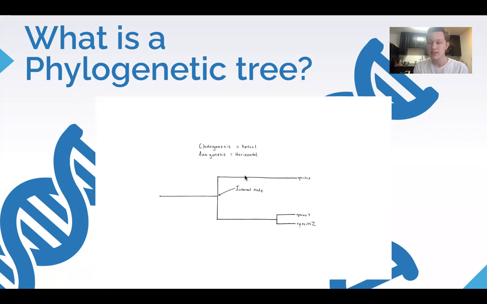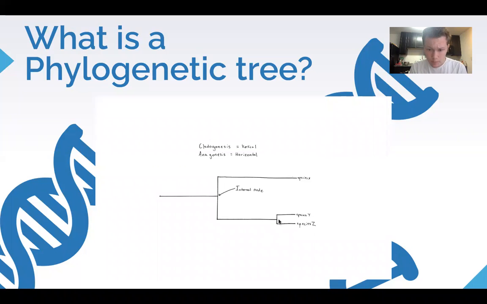Anagenesis is horizontal. This is basically where a group is changing, but they're at the point where they can still interbreed. And then we have cladogenesis, which are the vertical lines here. This is the point where a group changes to the point where they can't interbreed and become two different species.